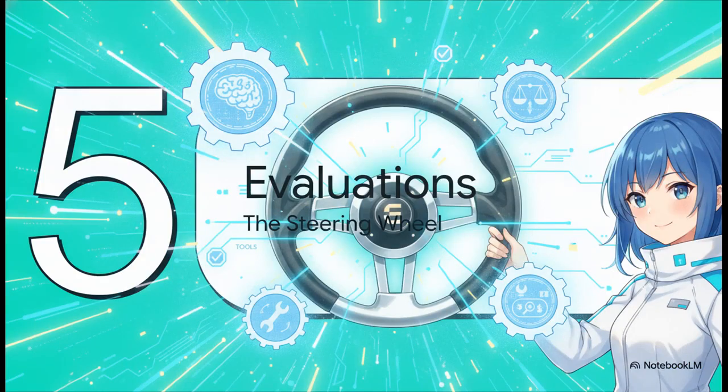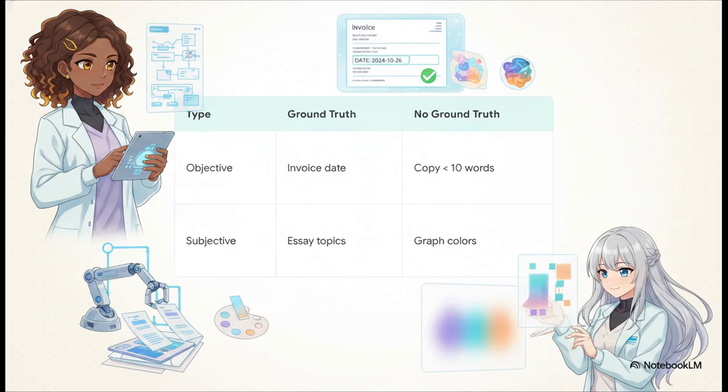Which brings us to our final section, Section 5, the secret weapon, evaluations. Basically, the steering wheel of agentic AI. To prevent your agent from going completely off the rails, you need this crucial third building block, evaluations, or evals for short. You can measure an agent's success on a pretty simple matrix: objective versus subjective tasks, and tasks with a solid ground truth answer versus those without.